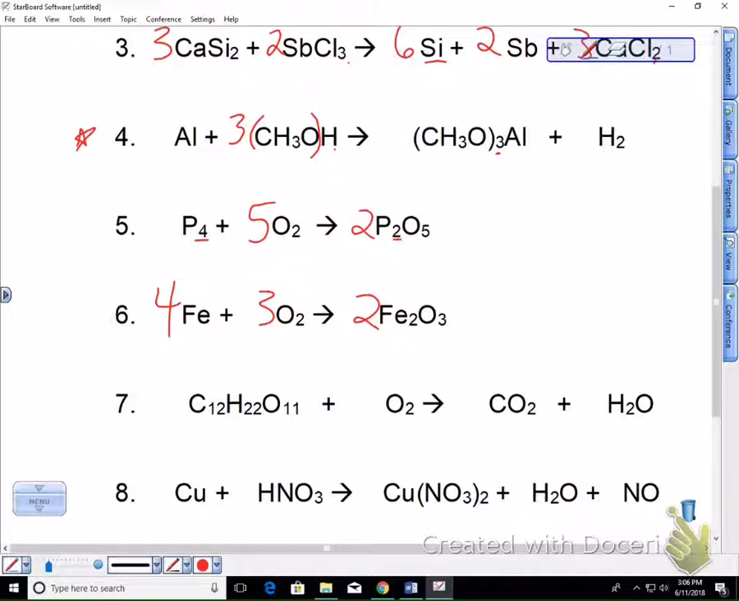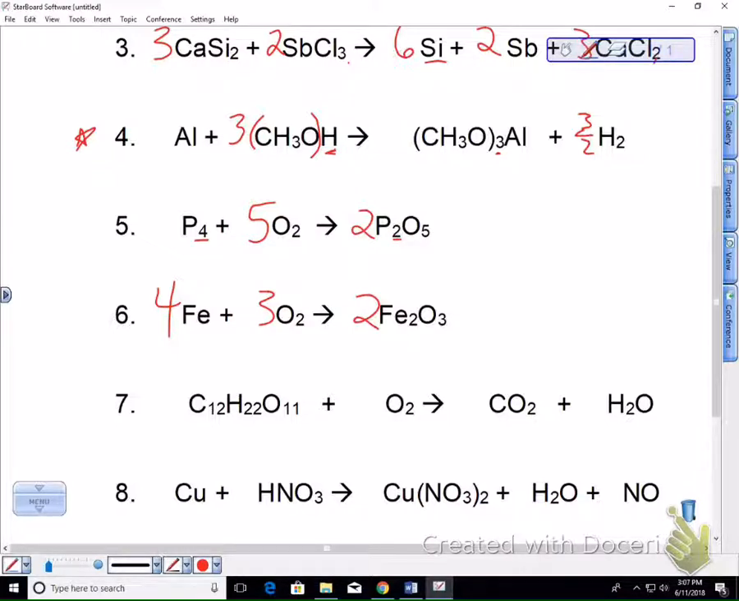Now doing that upsets my hydrogens. I have now 3 hydrogens here and only 2 over here. So there's a couple things I can do here. I can go back and now do the odd, even, and balance, or I can just fix hydrogen since it's by itself with a 3 halves. And I want to do that here to get you more comfortable with the fraction idea.